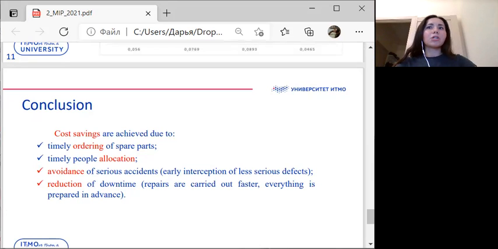Those cost savings are achieved due to timely ordering of spare parts, timely people allocation, avoidance of serious accidents, and reduction of downtime. Algorithm of machine learning can help get accurate information and do work in time. During algorithm functioning, anomalies are detected that are rare events that may be associated with a problem or a defect.